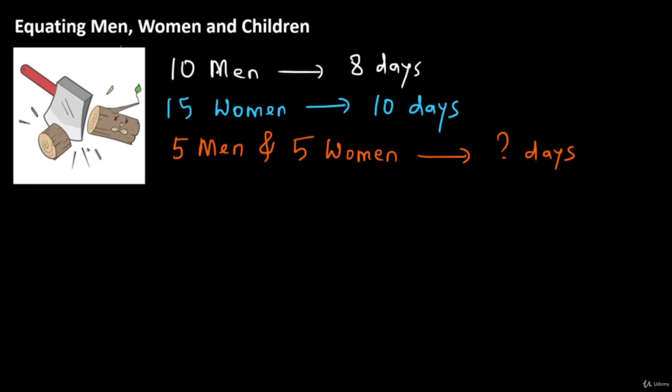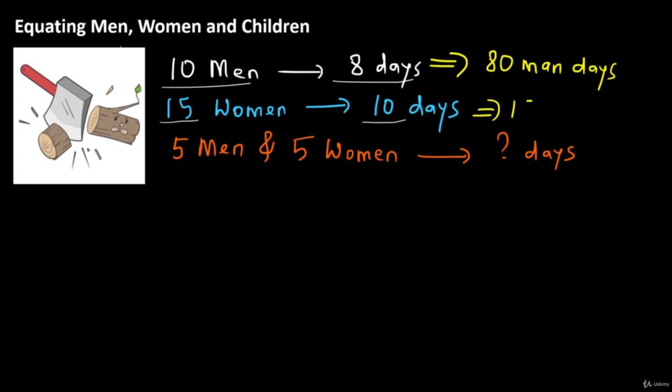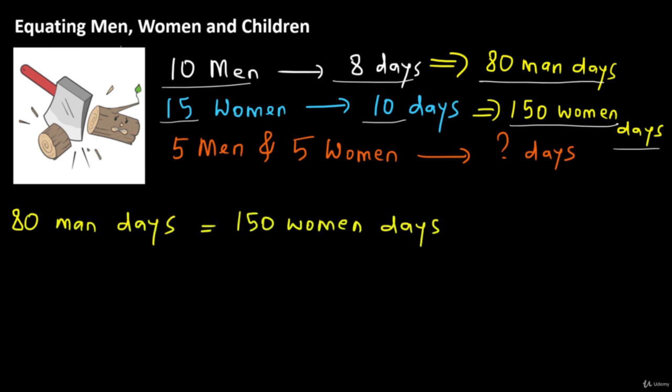So over here you can see that 10 men need 8 days. So that's a total of 80 man days, right? 10 into 8 is 80. So this work is equal to 80 man days. Similarly over here, this is 15 women, 10 days. So that's equal to 150 or 15 into 10 women days. Now this is the same work. Therefore 80 man days is equal to 150 women days, right? So 80 man days is equal to 150 women days.